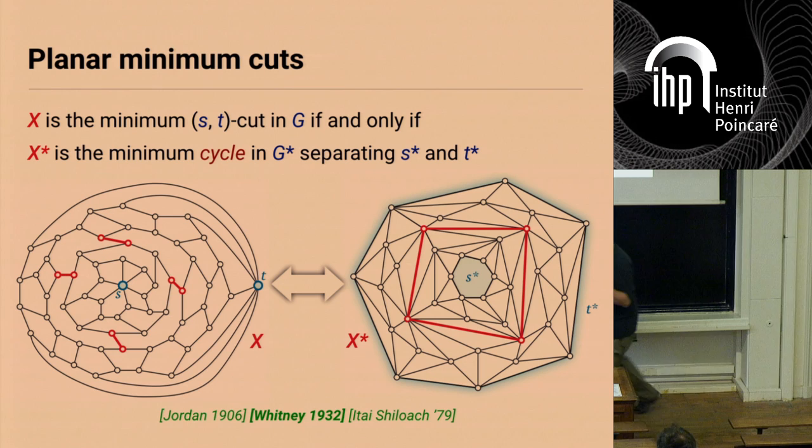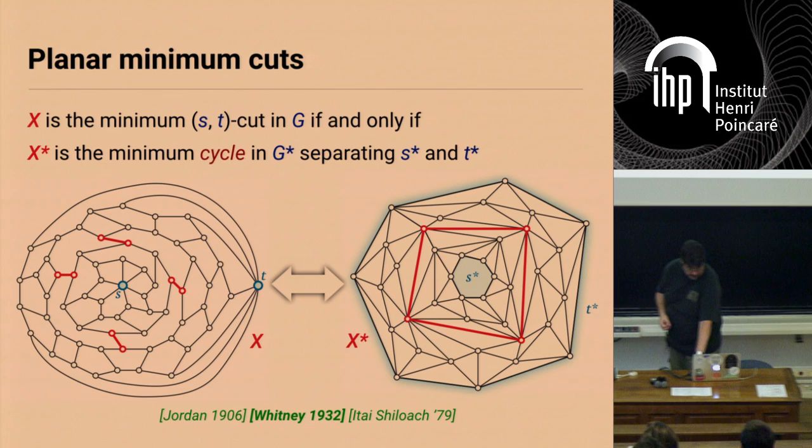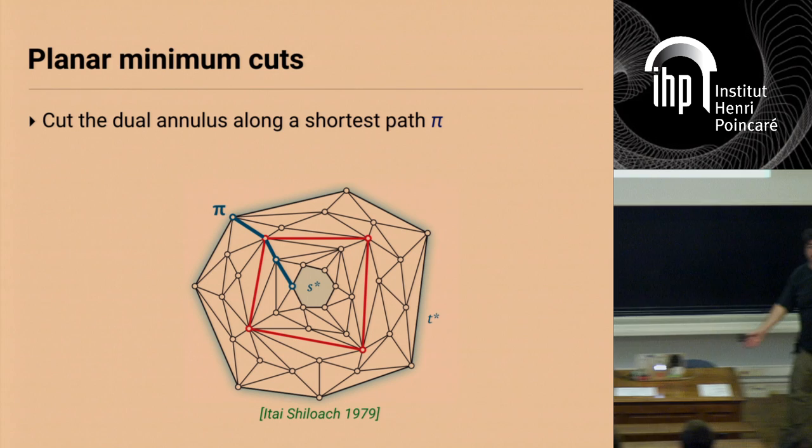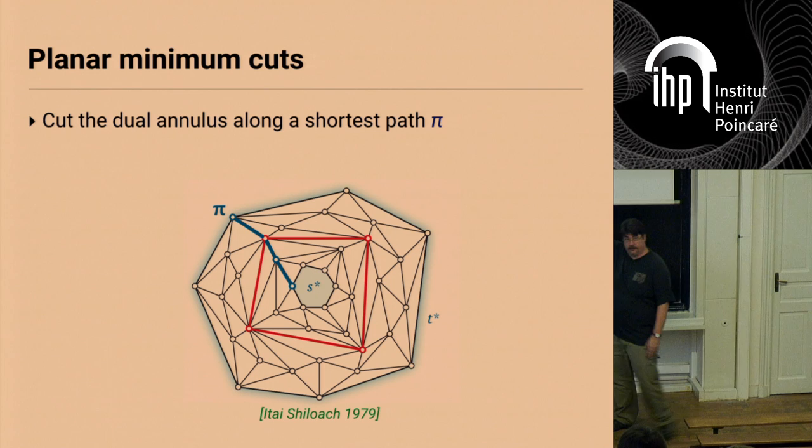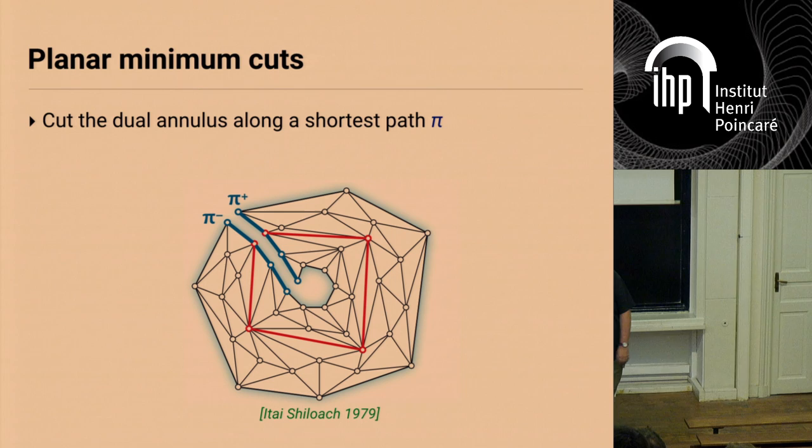Itai and Shiloh in the 1970s said, let's do the following thing. We find a shortest path connecting the two boundaries. Remember, the red thing that we're looking for, we don't know what it is yet. Let's find a shortest path connecting the two boundaries, call that pi, and cut the annulus open so that it becomes a disk. And now the shortest cycle becomes a shortest path between the two clones of the vertex that happens to lie on that path.